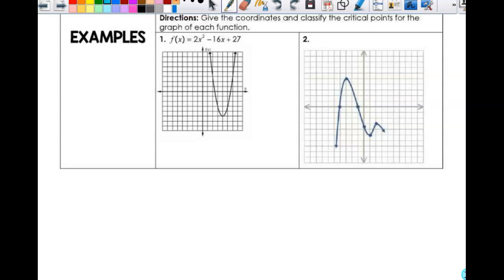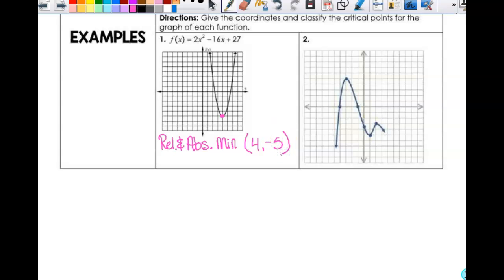Just 1, okay? So I have just the 1. I have x-intercepts, but those aren't critical points. I have this one. Is it relative, absolute, or both? Both. So I would say it's a relative and, abbreviating, absolute minimum. And that point is at 4, negative 5.